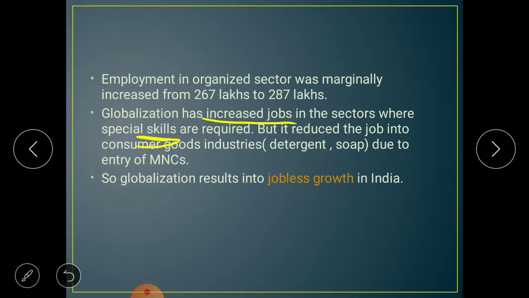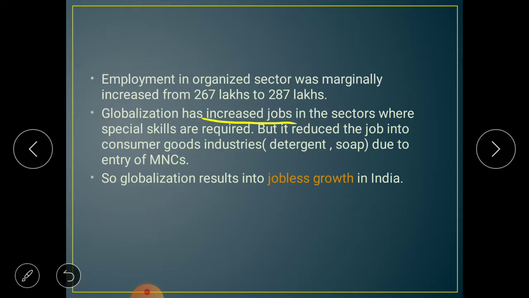But it has reduced the jobs in consumer industries, meaning laborers' kind of jobs have definitely reduced. Only jobs like middle level management and top level management still have a huge opportunity, but the jobs where laborers' activities are involved have reduced. So globalization results in jobless growth in India.